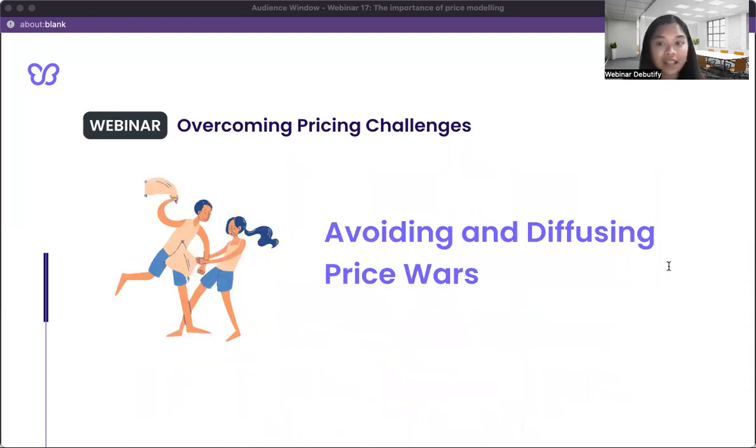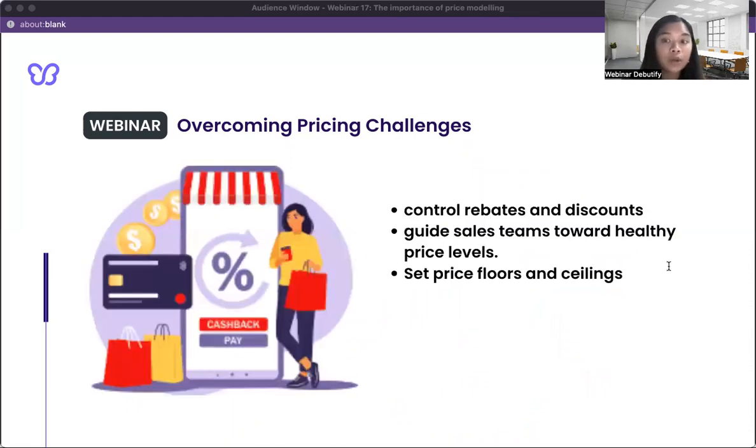The third challenge that we might encounter is avoiding and diffusing price wars. So we should control rebates and discounts to prevent price wars from happening. Additionally, we should guide our sales teams towards healthy price levels. We can do this by setting price floors and ceilings and thresholds, and by giving our sales teams guidelines on how to sell our products.